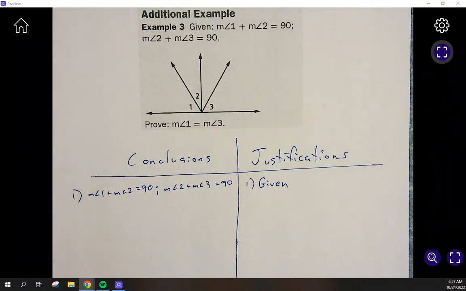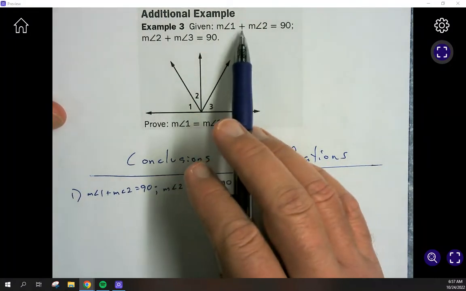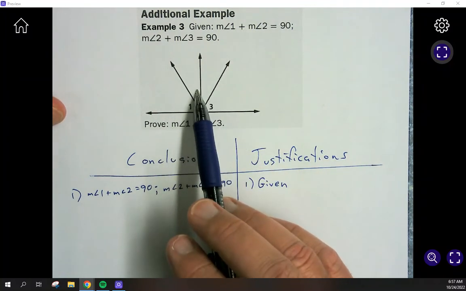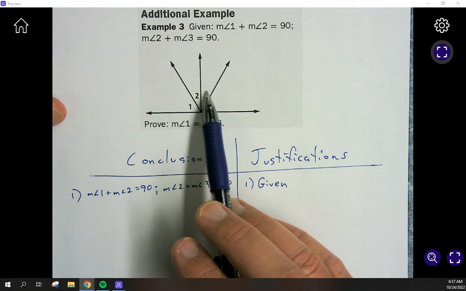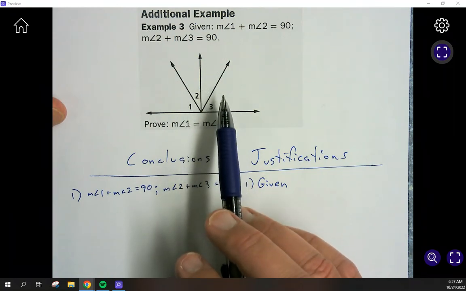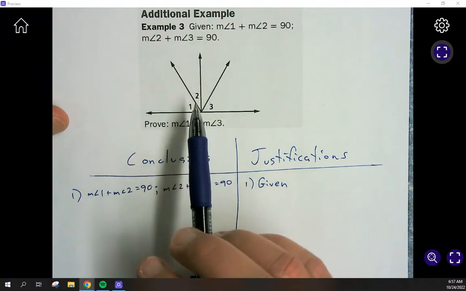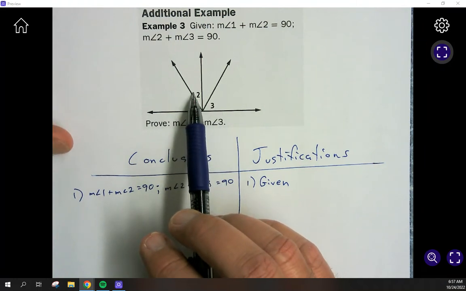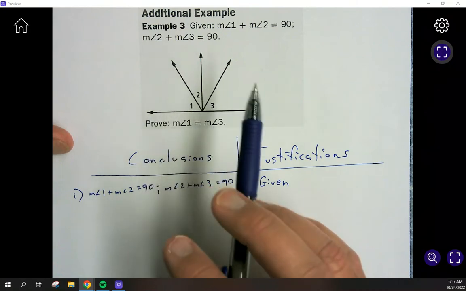So how can we prove that these angles 1 and 3 are equal? So the clue is kind of what's given to you. Angle 1 and 2 are adding up to 90. And notice they didn't give you a 4 in here and say 4 and 3 add up to 90. That's not what they said. They said angle 2 and 3 also add up to 90. So 1 plus 2 is 90 and 3 plus 2 is 90. So both of these are being added to 2 and they're adding up to 90.